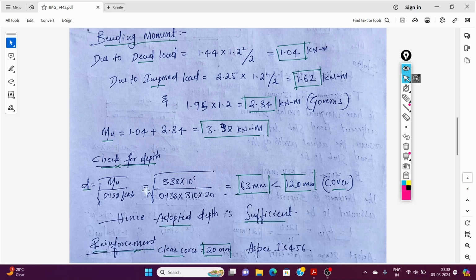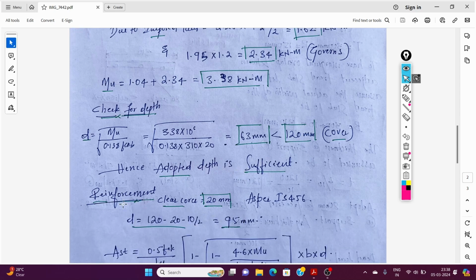Now we need to find the required depth. We get the square root of Mu by 0.138 fck into b. Putting the values, 3.38 into 10 raised to the power 6 by 0.138 into 310 and 20, where 310 is the width of the tread, we get 63 mm. This is less than 120 mm. Hence, the adopted depth is sufficient.